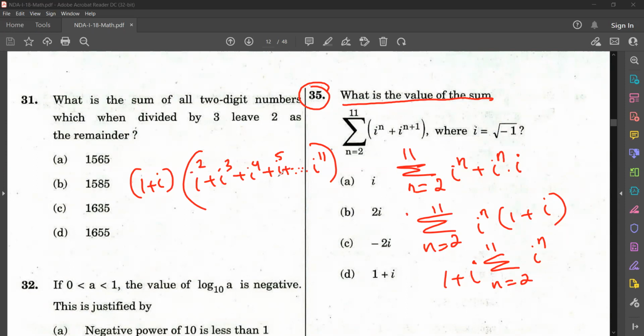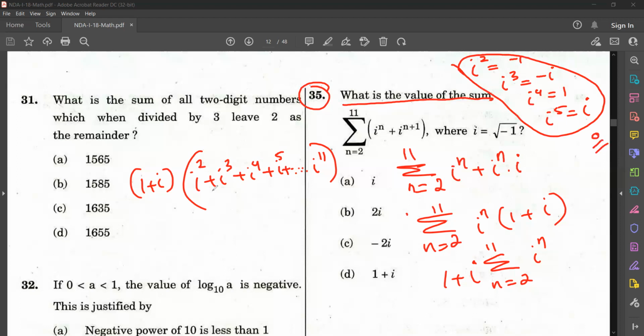Now we know that the sum of any 4 consecutive powers of i will be 0. Here, i^2 is minus 1, i^3 is minus i, i^4 is 1, i^5 is 1 into i, so that is i. If I add these, I get the answer 0. So these 4 terms go to 0. Then again i^6, i^7, i^8, i^9, these 4 terms sum to 0.